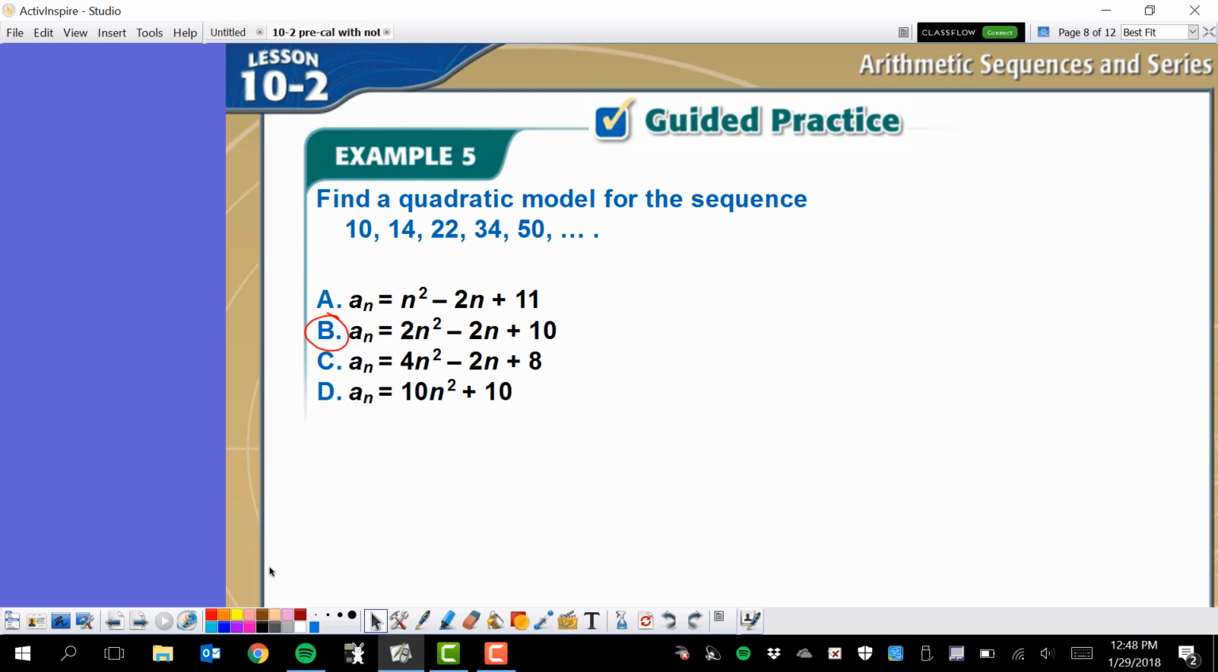Here's just another opportunity for you to practice a quadratic model if you choose. You could pause the video now and try it on your own again, seeing if you can get the quadratic model for that. You should get answer choice B.